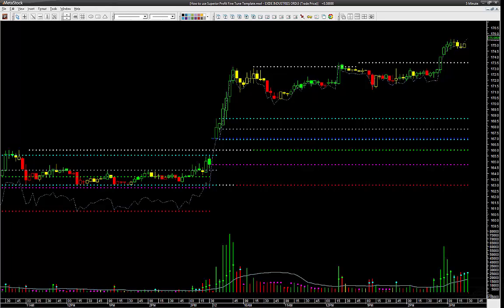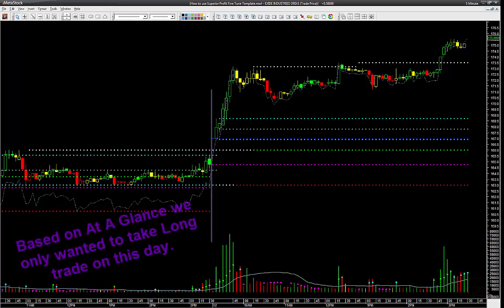Here, we are back to the fine-tune template with all the signals. From at a glance, we had already decided to trade it only in the long direction. That is, buy the stock or stock future or buy call option if the stock continues to move up after market open. If the stock does not go up after open or if it falls down, we would not take a trade. For this example, what did fine-tune tell us immediately after market open?